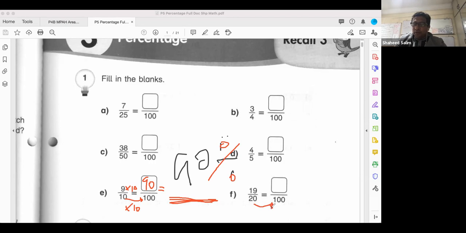20 times what? If you don't know, you tell me how to find a number. I want to make 20 into 100. Times what? Don't ask mommy. Don't ask others. You tell me now. I'm your calculator. What do you want me to do? You want to find what number? There's a way to find this number.